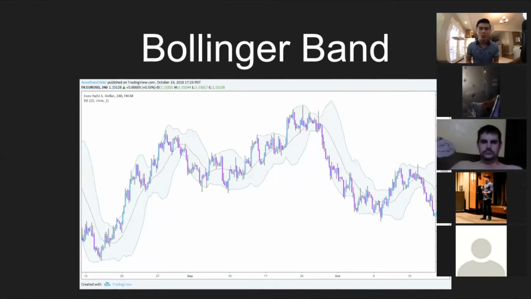So in this section, we're going to talk about Bollinger Bands. Bollinger Bands are a very, very simple to use indicator on the chart. They look kind of intimidating.